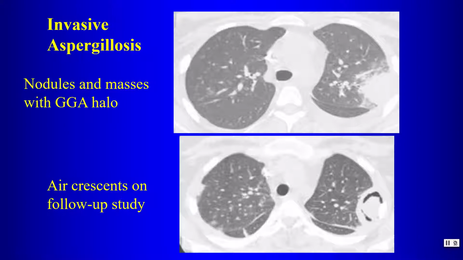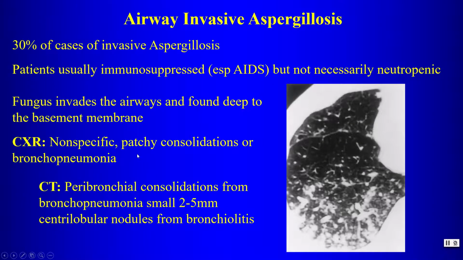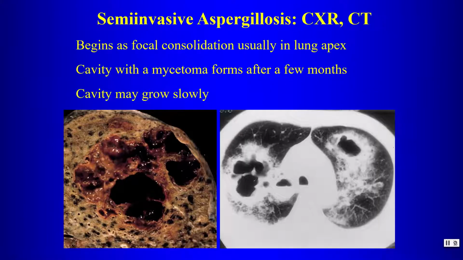This tends to affect neutropenic patients, and we may see the air crescent sign here when cavitation occurs in the periphery of these lesions. Airway invasive aspergillosis can also occur. This usually affects patients with AIDS. They don't have to be neutropenic. The fungus invades the airway, and you can get these tree-in-bud opacities or these centrilobular opacities affecting the airways. So it can behave like a bronchopneumonia with bronchogenic dissemination.